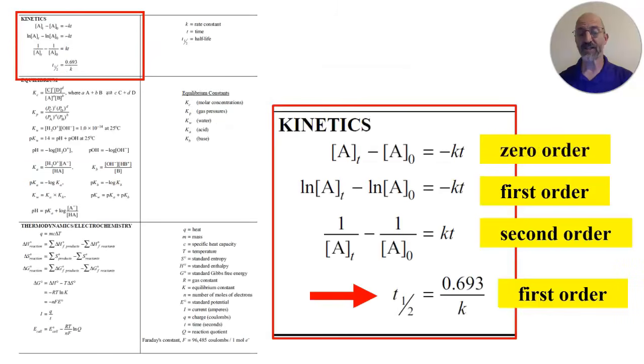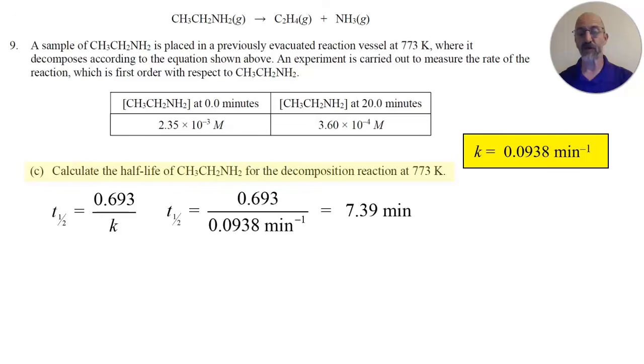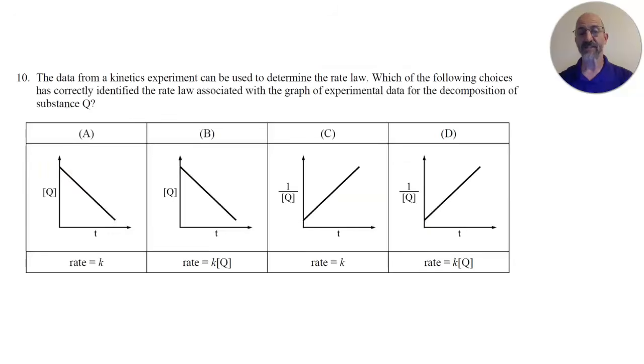Back to the equation sheet, and we can see that the half-life for a first-order kinetics situation is 0.693 divided by the rate constant. So 0.693 divided by 0.0938 inverse minutes. And when we do that math, we get 7.39 minutes. And so that is the half-life for the decomposition reaction. All right, well, that is the last part of question 9. So now let's take a look at question 10.